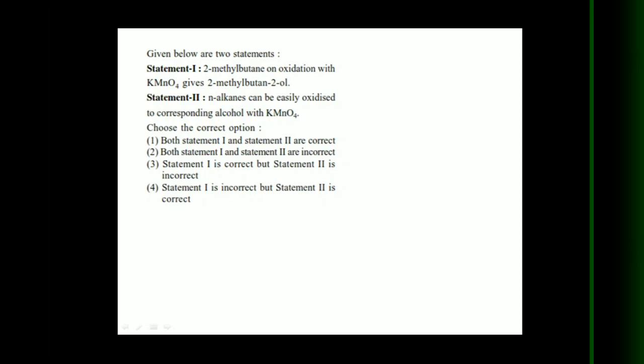Given below are two statements. 2-methylbutane on oxidation with KMnO4 gives 2-methylbutan-2-ol. So actually here 2-methylbutane, this one on oxidation with KMnO4, 2-methylbutan-2-ol is the product. Statement 2: n-alkanes can be easily oxidized to the corresponding alcohol with KMnO4. Generally with KMnO4, n-alkanes are not oxidized. So alkanes having tertiary carbons are easily oxidized.